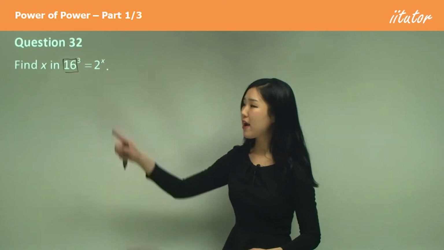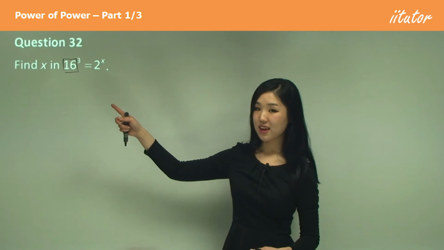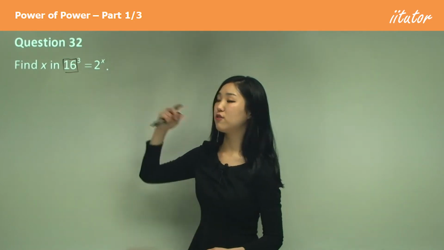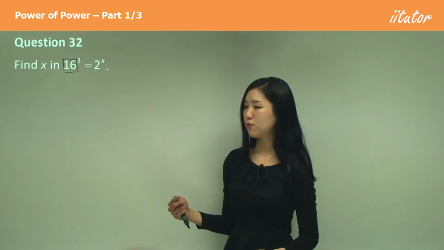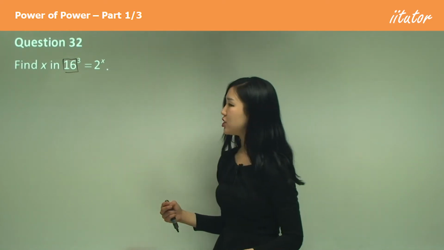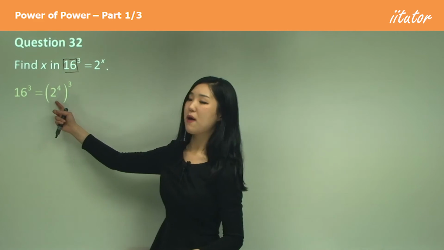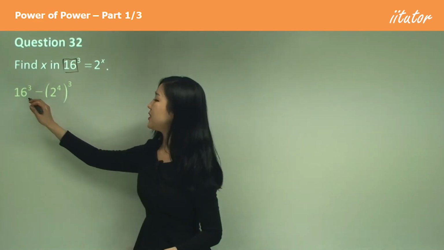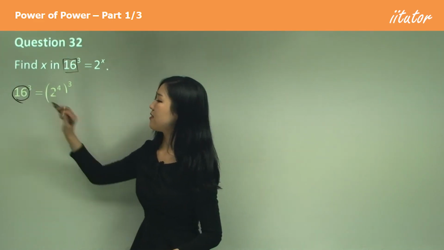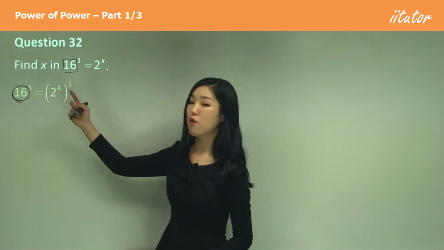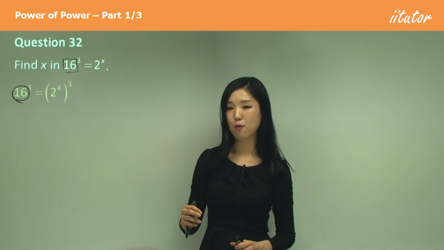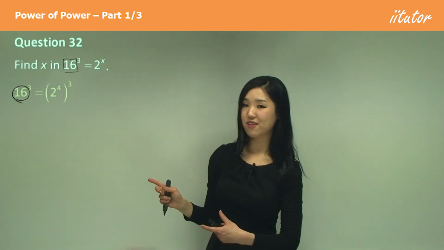I'm going to try to break down 16 into powers of 2, into factors of 2. So you know that 16 is 2 to the power of 4. So I'd like to change that to 2 to the power of 4. So all I did was, see how 16 is here? I'm going to replace 16 with 2 to the power of 4. I'm just going to use brackets to separate it out with the cube. You've got something that you're used to.